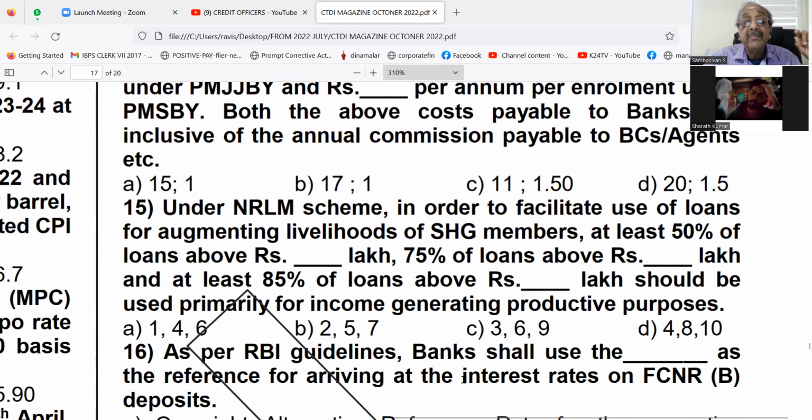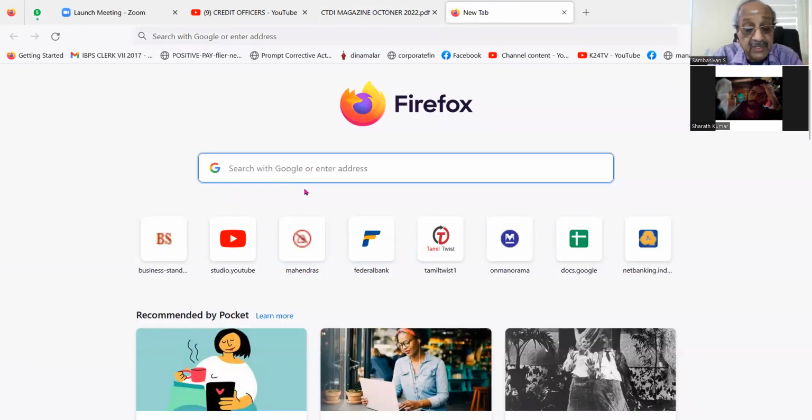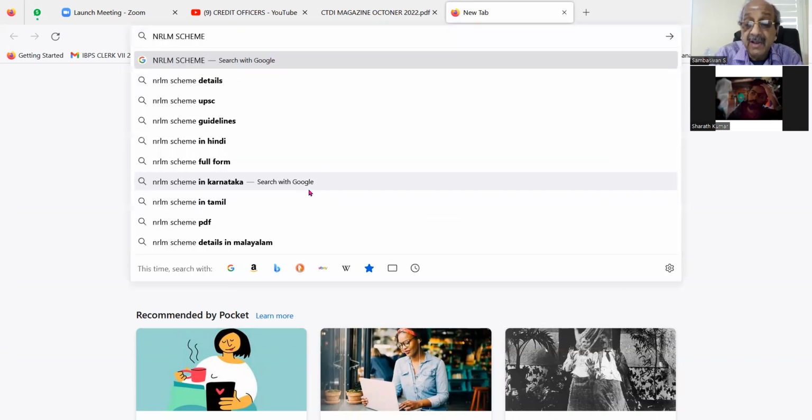Under NRLM scheme. So what's this scheme? I think we have to see what is that scheme. One minute. NRLM scheme, new scheme, NRLM scheme. It's a new thing for me also.